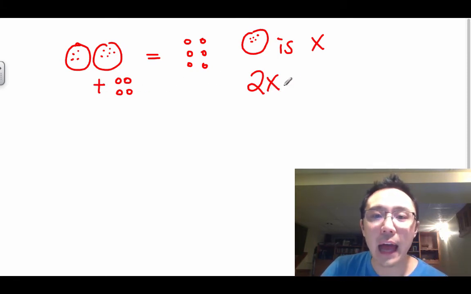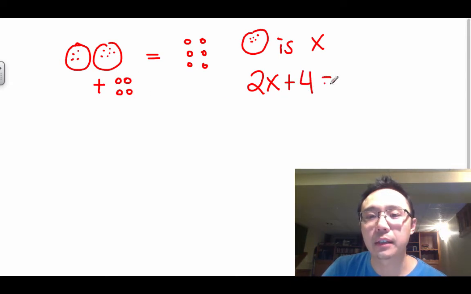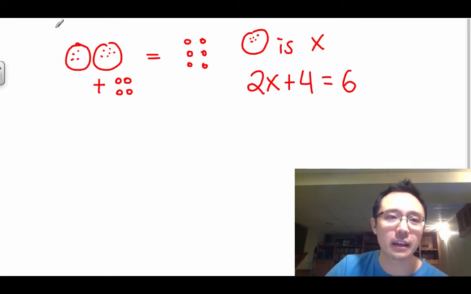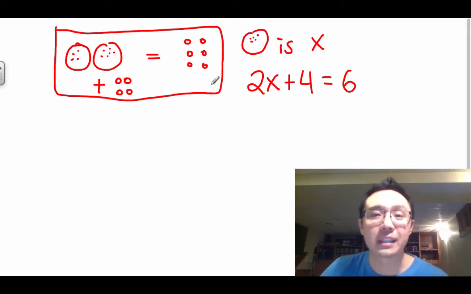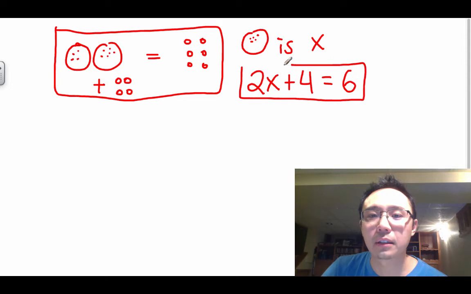And then since we have 4, we're going to say plus 4. That's my dollars. And then my equal sign is going to be 6. So that's what it looks like. This scenario, 2 oranges and $4 is equal to $6. If I were to change this into the algebra form, that's what it's going to look like.